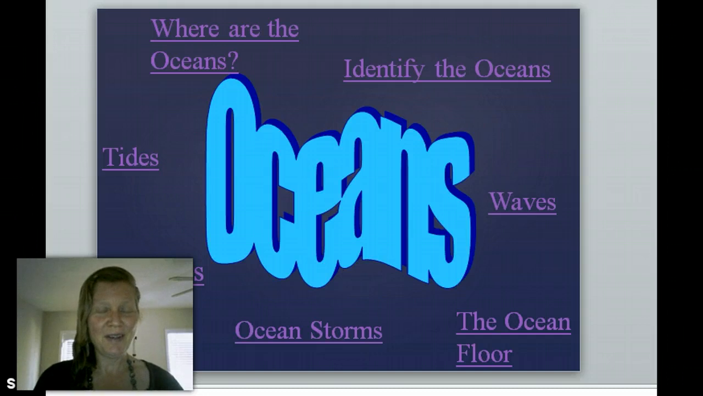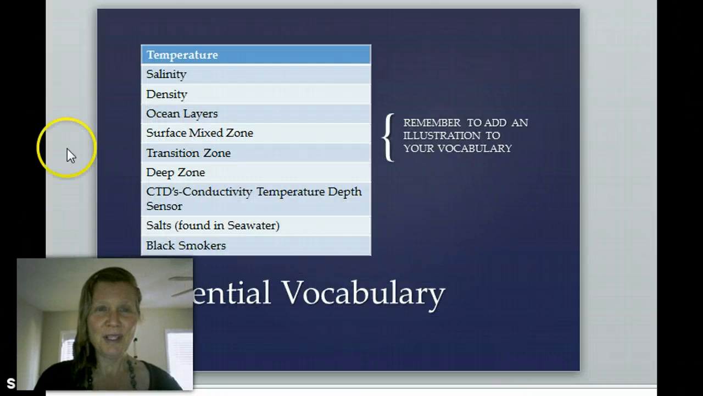In this unit there are some specific questions that we're going to be addressing, answering, and discovering, such as: where are the oceans, identifying the world's major oceans, waves, what causes waves, the ocean floor, ocean storms, currents, and tides.